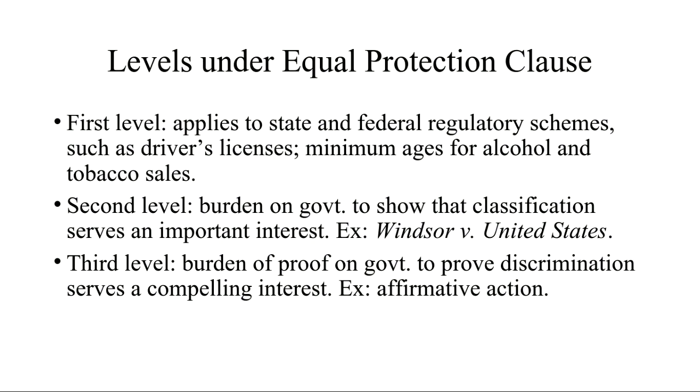The second level is where the government has to prove that some type of special classification serves an important interest. So in the Windsor case, Edith Windsor sued because she was not given the same tax breaks as the survivor of a same-sex spouse that she would have gotten if she'd been married to an opposite-sex spouse. The argument by the government at the time was, well, we can't give same-sex couples equal treatment because then it's a problem in terms of protecting heterosexual marriage. That granting same-sex couples the same rights would essentially be harmful to heterosexual marriage.